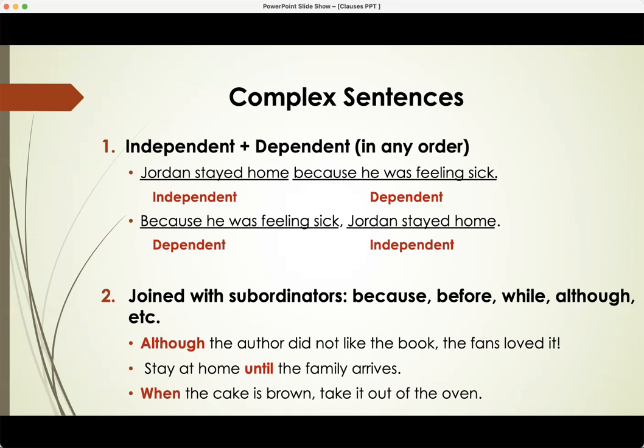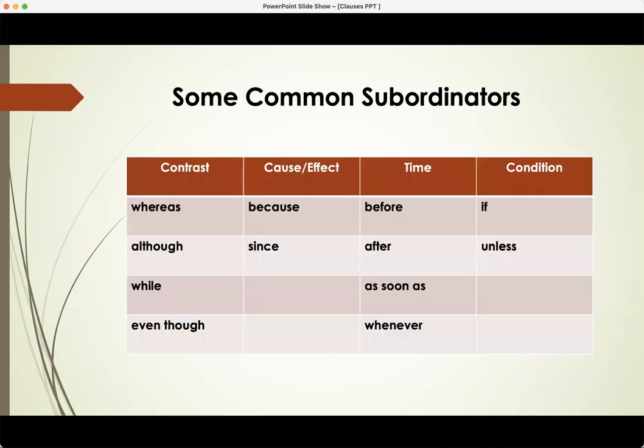Some common subordinators in English are, some are used for contrast, like whereas, although, while, even though. For cause and effect, like because and since. There are some time subordinators: before, after, as soon as, whenever, and condition: if, unless. Now there's a lot more. This here is just a brief example of the most common ones, but there's a lot more and they each serve a different function. It's a good idea to familiarize yourself with the different ones.